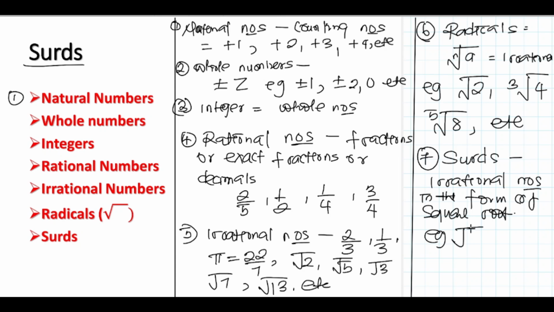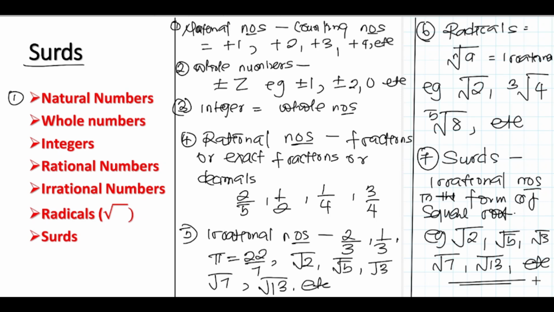For example, if we select the examples we have under irrational numbers, all the square roots we have under irrational numbers here, they are surds. Root 2 is a surd, root 5 is a surd, root 3 is a surd, root 7 is a surd, root 13 is a surd, and so on. So whenever we have irrational numbers or radicals in the form of square roots, they are called surds. Hope you understand the definition now. So that is the simple definition of a surd.